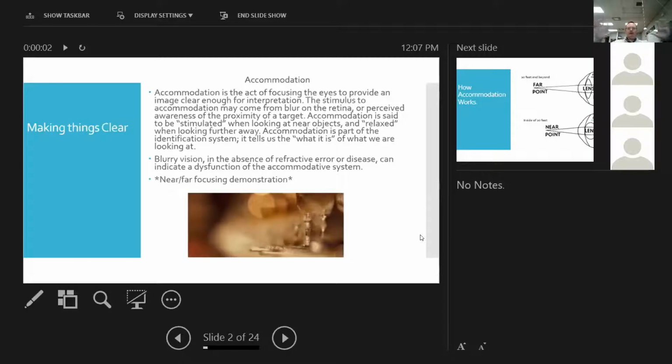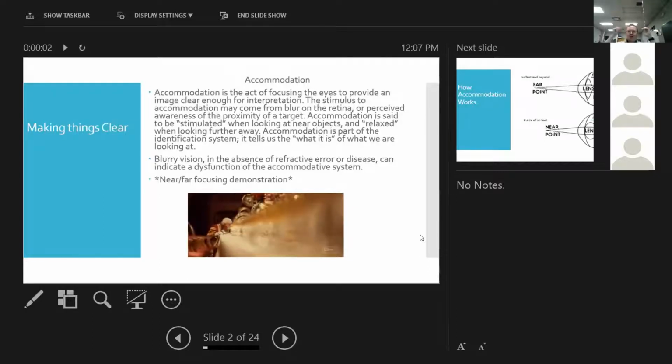So if we're gonna have fusion, the information that is going to the brain, first of all, it must be single. So we must have motor alignment to align the eyes so that we're making a single percept. But then that percept has to be clear enough that the brain can decide what it is and interpret what it is, okay? So the stimulus to accommodation may come from blur on the retina or perceived as awareness of a proximity of a target. Accommodation is said to be stimulated when looking at near objects and relaxed when looking at far objects.